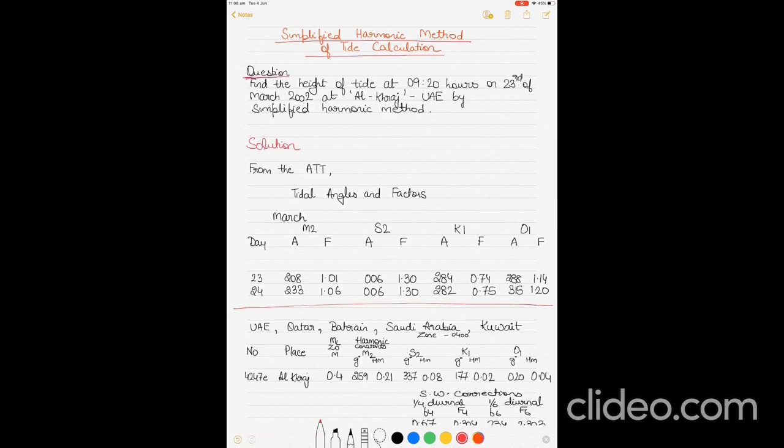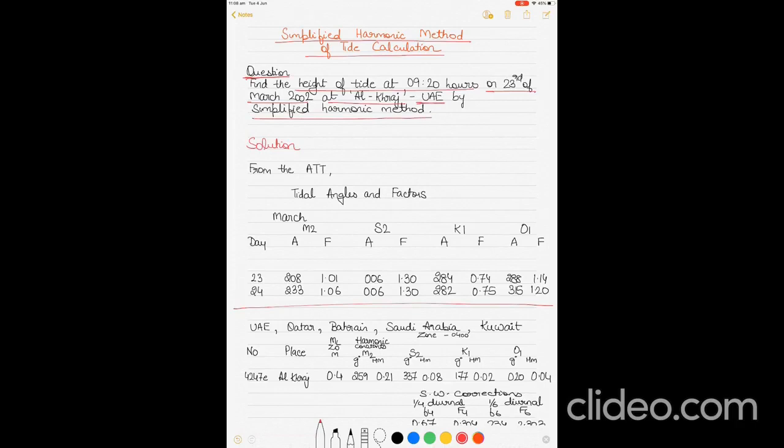In this question we are asked to find the height of tide at 0920 hours on 23rd of March 2002 at the secondary port of El Kharj in UAE by using the simplified harmonic method of tide calculation.